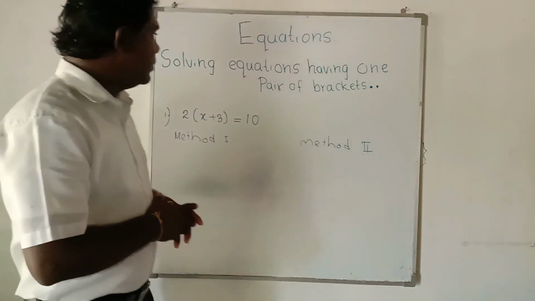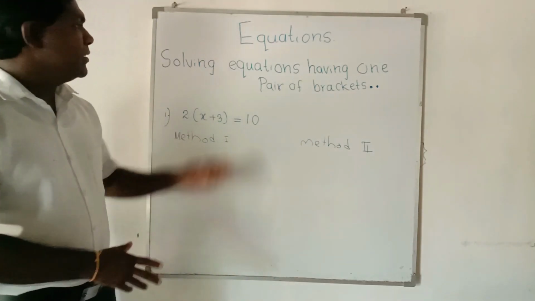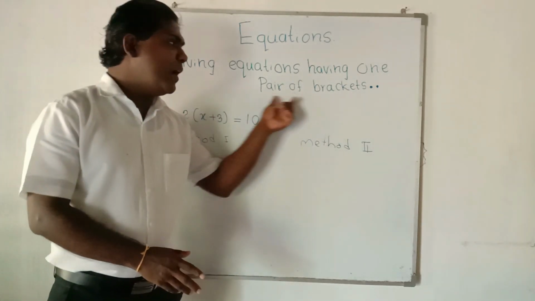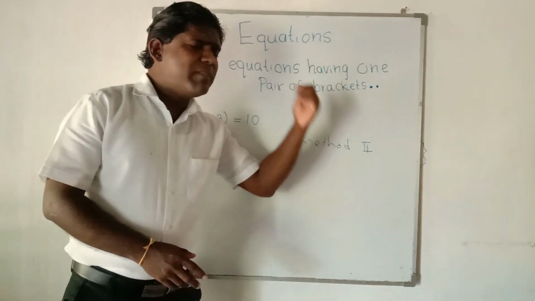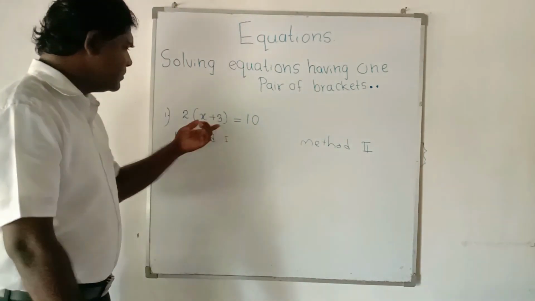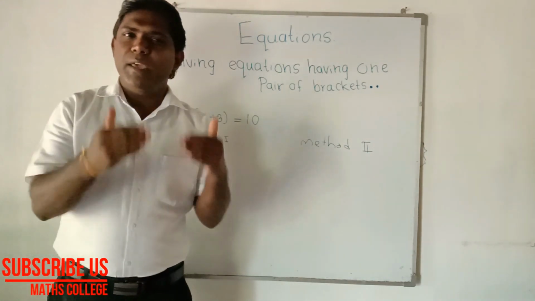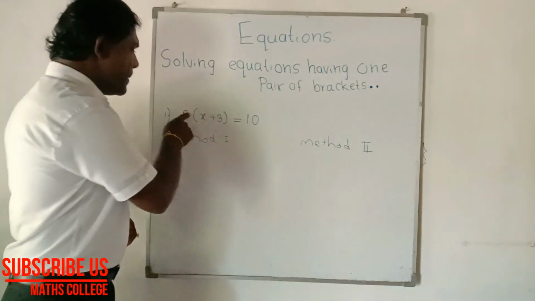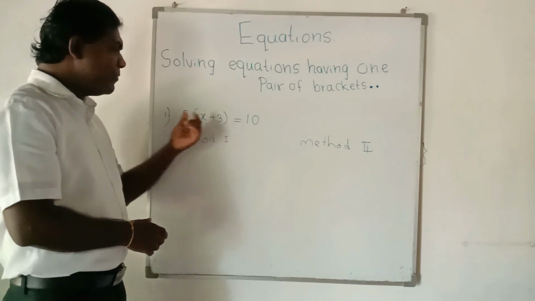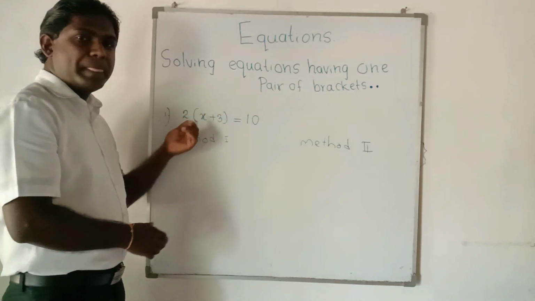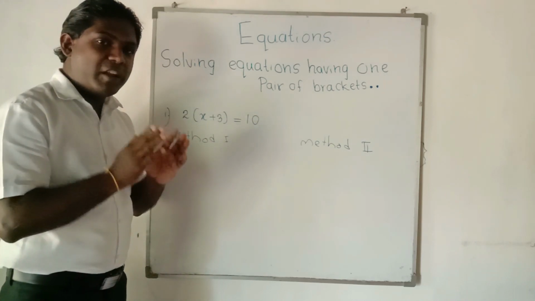Okay, now I am going to explain today's lesson: solving equations having one pair of bracket. Here we have a bracket. My dear student, if you have a bracket, it means multiplication. In front of the bracket, the number is related with multiplication. Keep your mind very well.